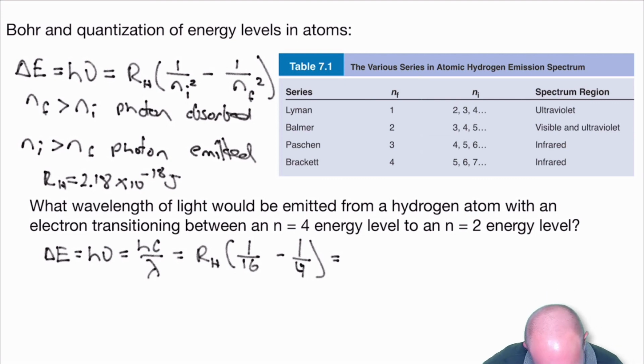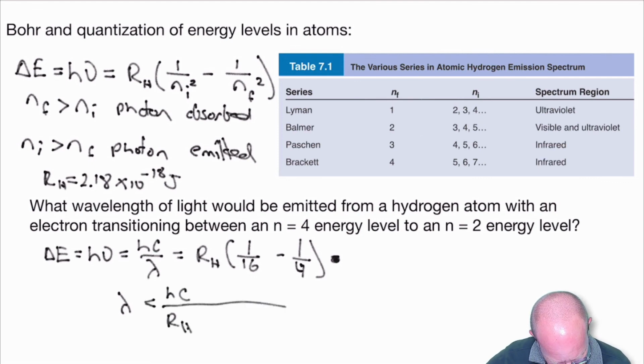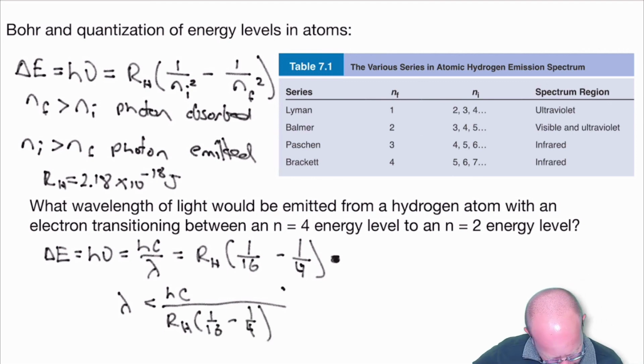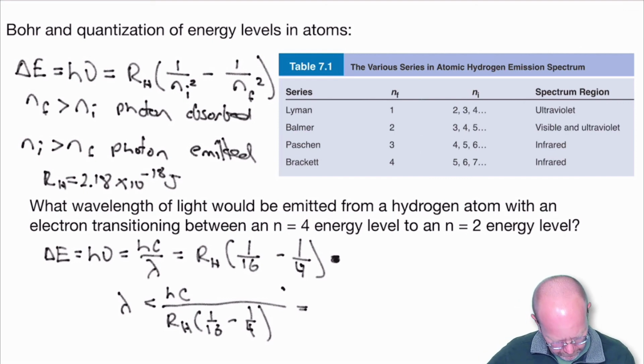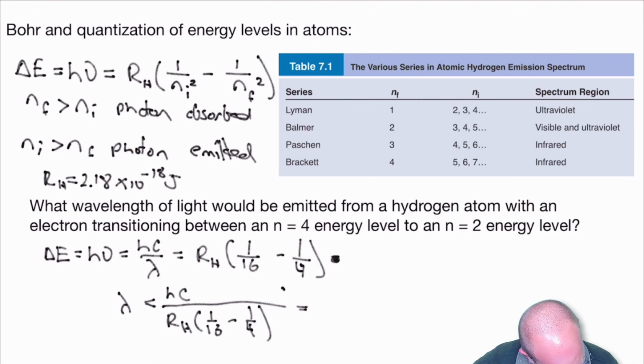So I'm going to stop right there with that equals, and I'm just going to say the wavelength is going to equal hc divided by this whole term down here. You can do it either way. And so when I calculate that wavelength, I just plug in the numbers for the speed of light in a vacuum, for Planck's constant, the Rydberg constant, and that difference. What I find is the wavelength of light is 4.875 times 10 to the minus 7 meters.